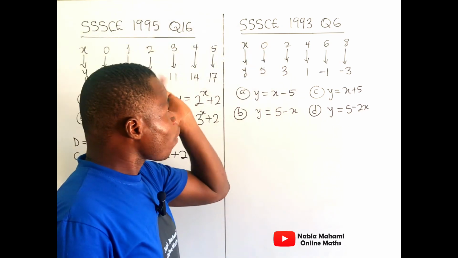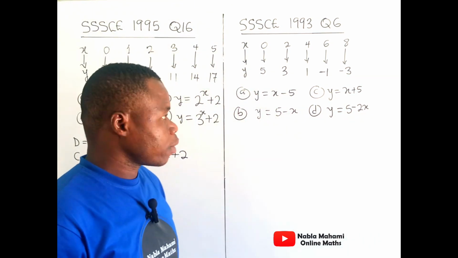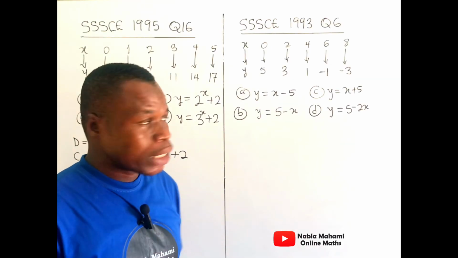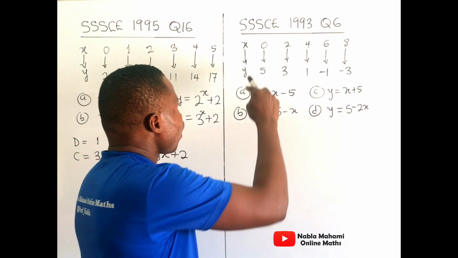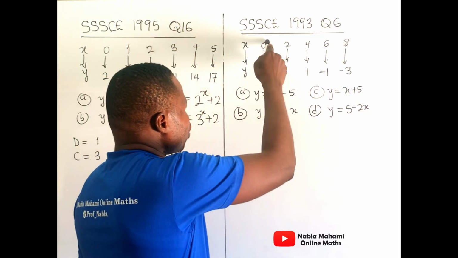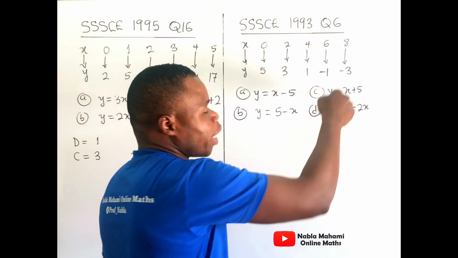And this question is SSSCE 1993 question 6. And this one too, you were asked to find the rule of this particular mapping. And you can see that I have x maps to y, 0 maps to 5, 2 maps to 3, 4 maps to 1, 6 maps to -1, 8 maps to -3.